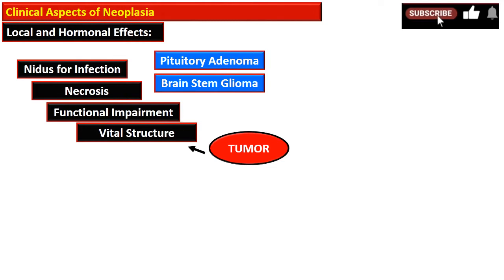Similarly, the brainstem glioma, which is benign in character, but due to its location in the brainstem that has got various important nuclei, may result in death despite the innocent nature of the glioma.